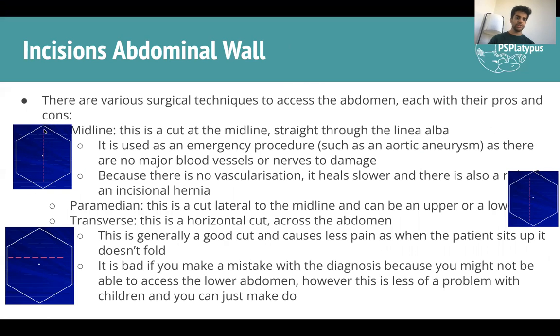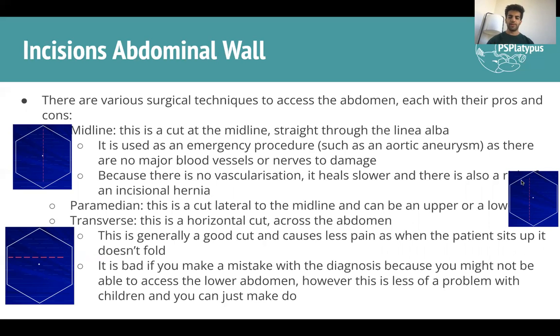You get your midline incision, or just a massive vertical line scar going from top to bottom. This is used more so in emergency procedures. You need a lot of visualization, and there's no major blood vessels or nerves because it's going down your linea alba. So there's not much risk of rupturing a vessel or something. That's a good thing and a bad thing. Why is it a bad thing? Because there's no vascularization, it heals slower, and so there's risk of an incisional hernia.